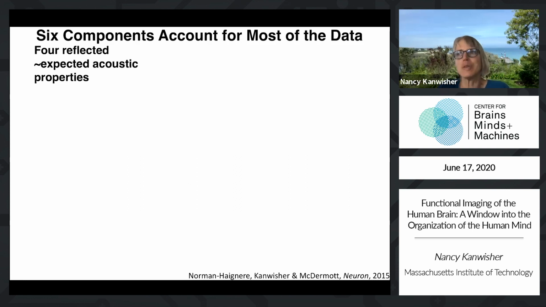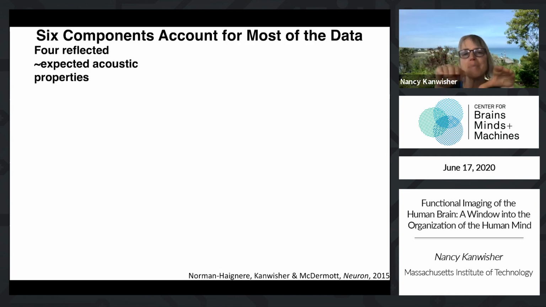And the first 4 that we see are kind of expected properties of auditory cortex. For example, one of them is a selective response to high frequencies. Another is a selective response to low frequencies. And that replicates the long known tonotopic organization of auditory cortex.